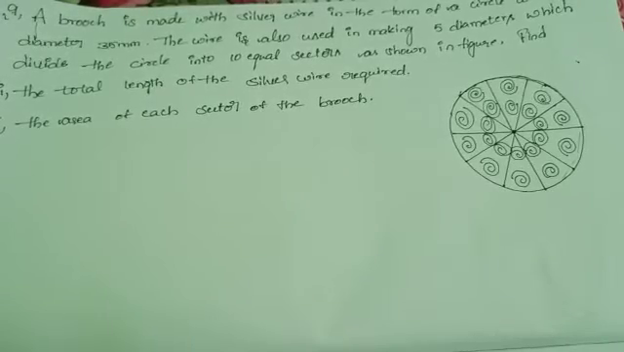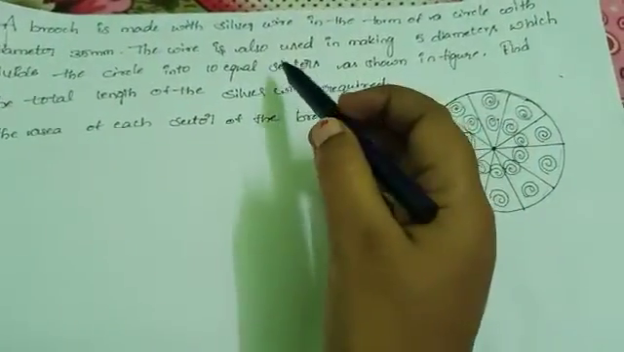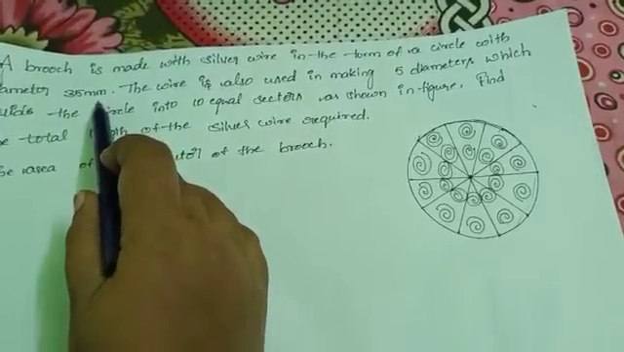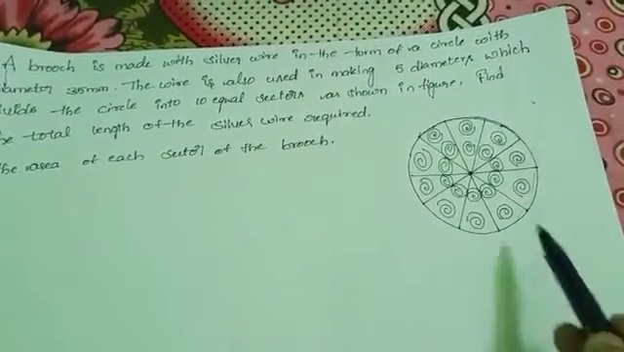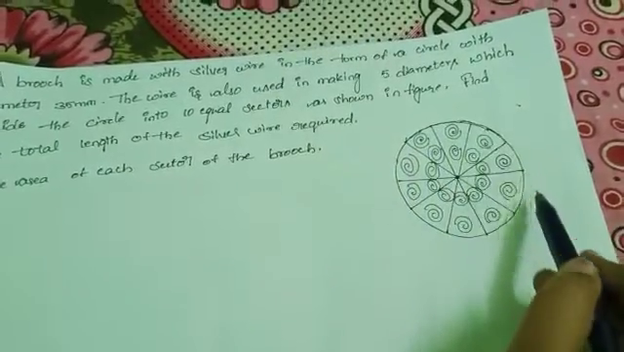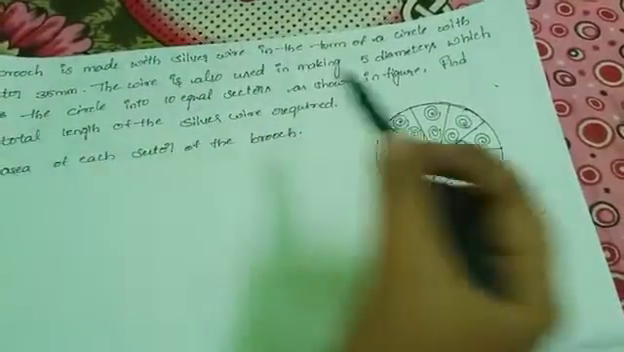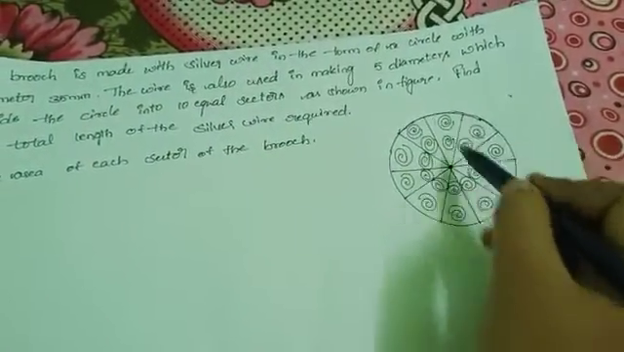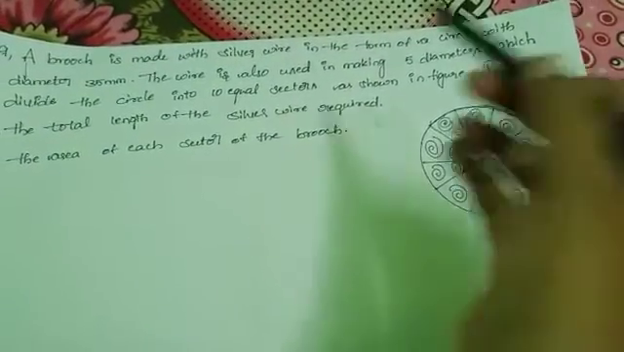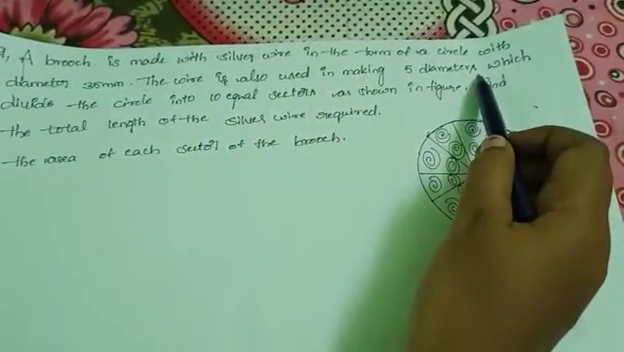Let's discuss the ninth question in exercise 12.2. A brooch is made with silver wire in the form of a circle with diameter 35 mm. This is a brooch made with silver wire in the form of a circle. Here the diameter is 35 millimeter. Clear? The wire is also used in making 5 diameters.